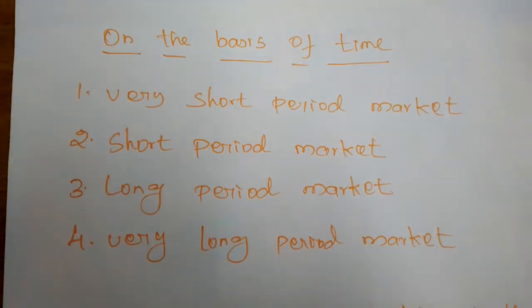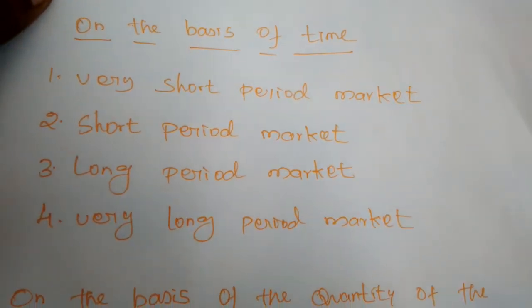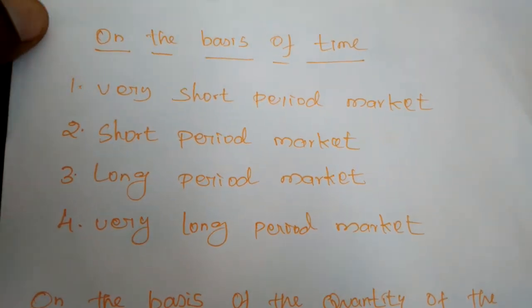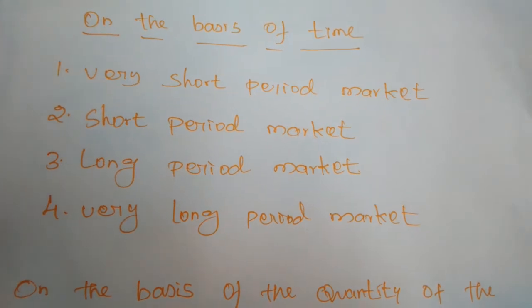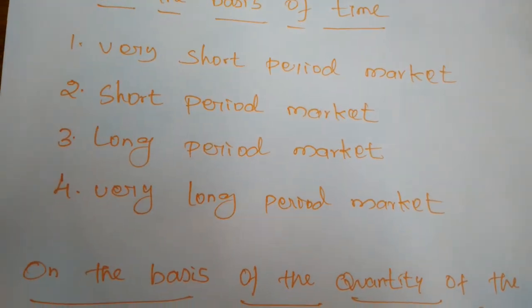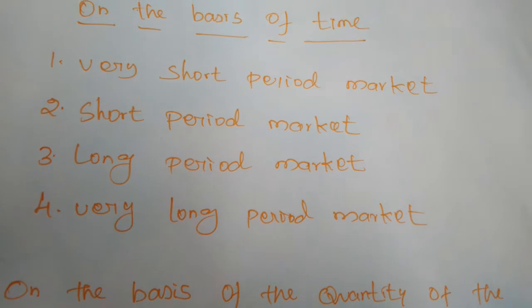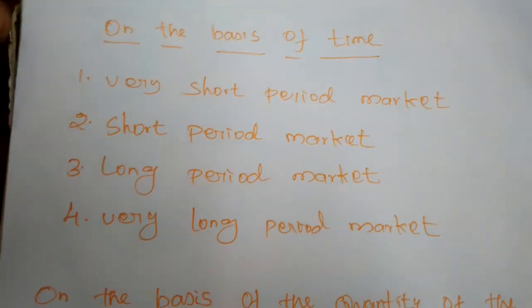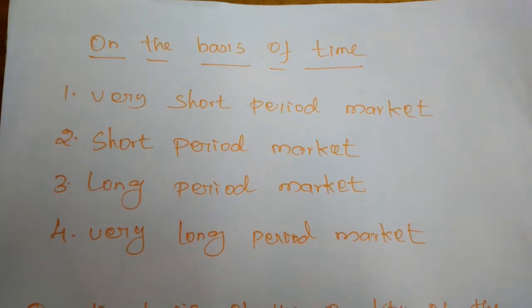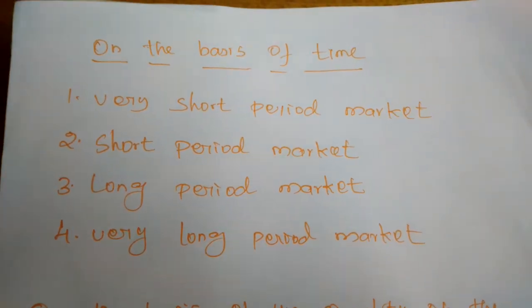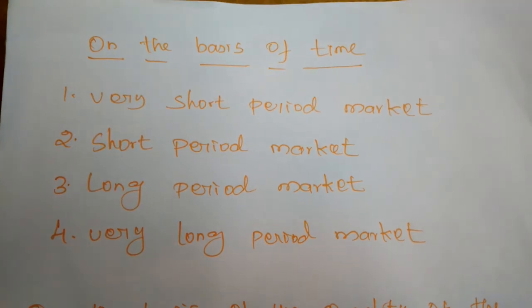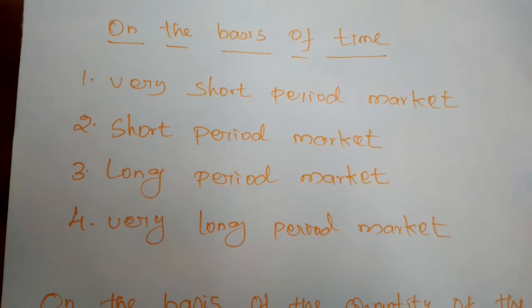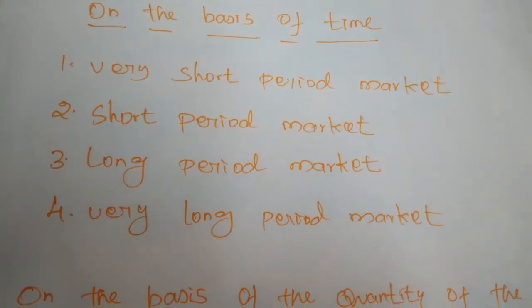Next, on the basis of time. We have also classified the market on the basis of time. Here, time refers to the nature of the factors, such as the variable factor and the fixed factor. We have studied four factors: land, labor, capital, and organization. Here, land and organization may be considered fixed factors, and labor and capital may be considered variable factors.